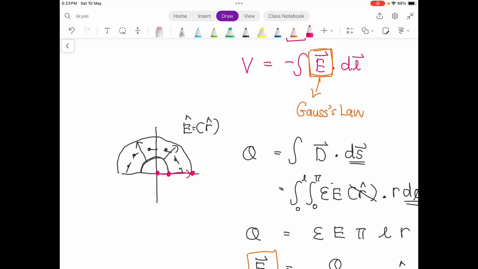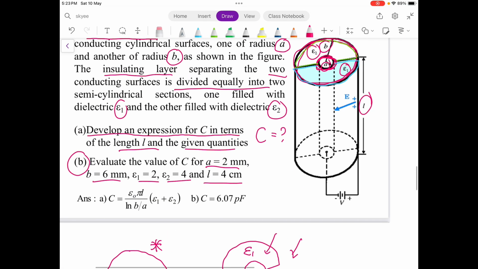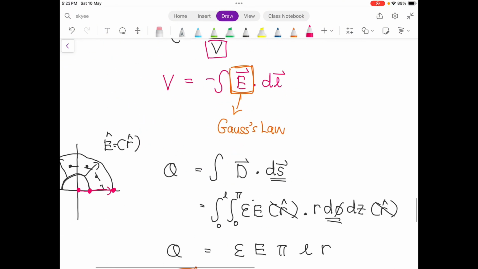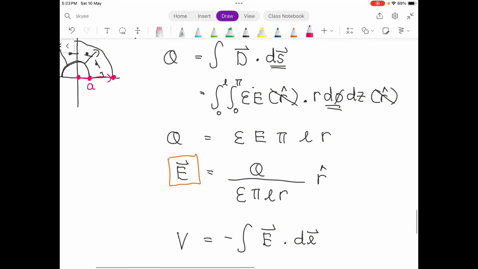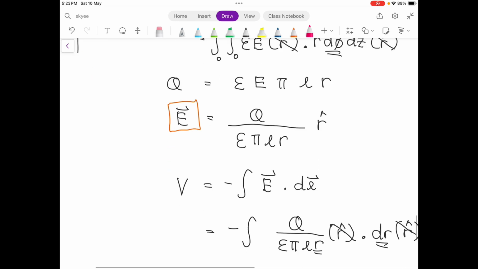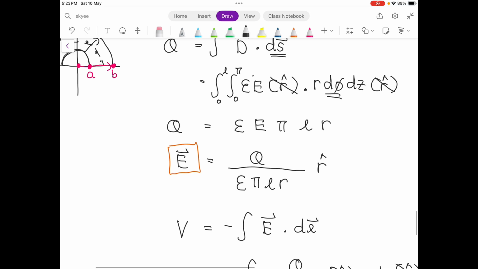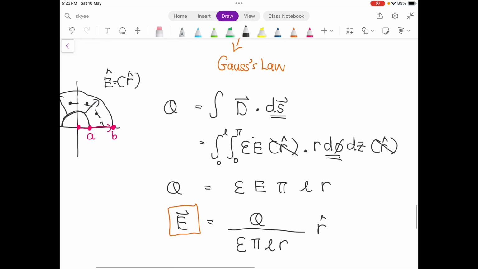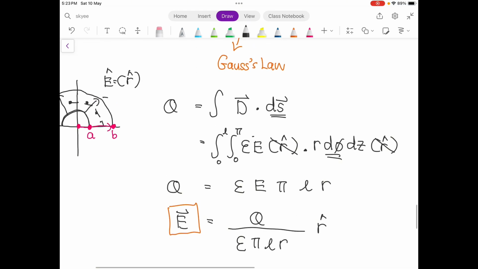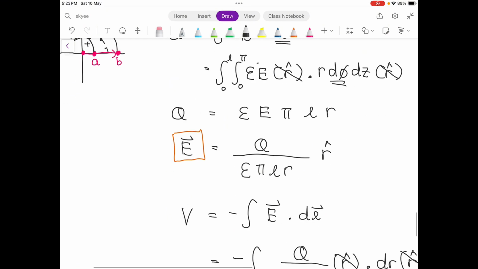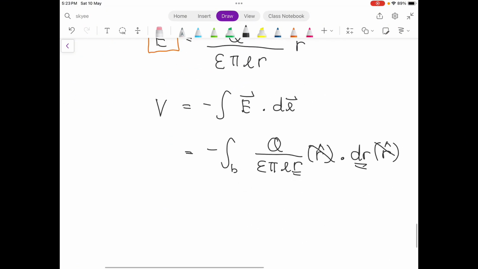If you follow the diagram, the inner conductor has a radius A and the outer conductor has a radius B. A and B are here, so you will integrate from A to B. Oh no, it's not A to B. Remember, you have to integrate from the negative terminal to the positive terminal. So it's from B to A.